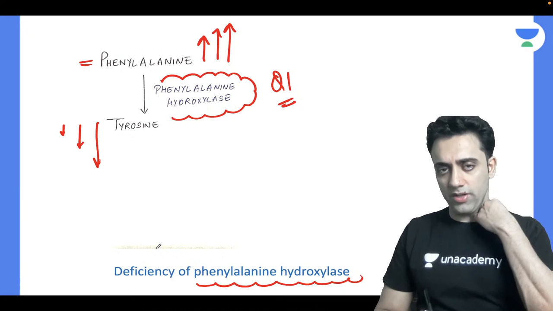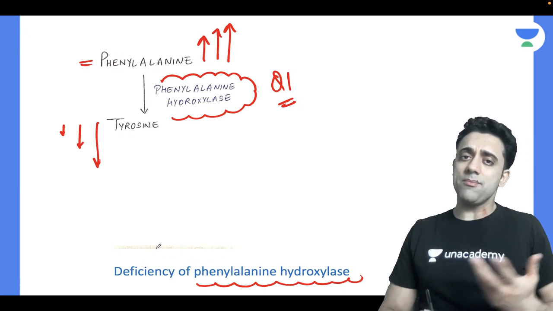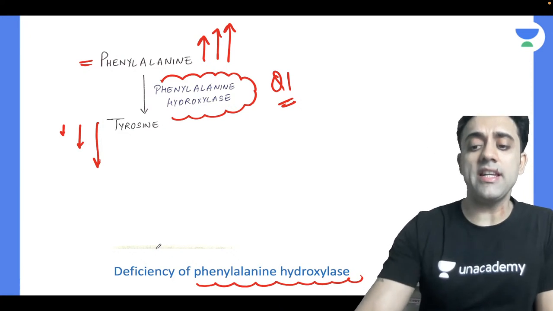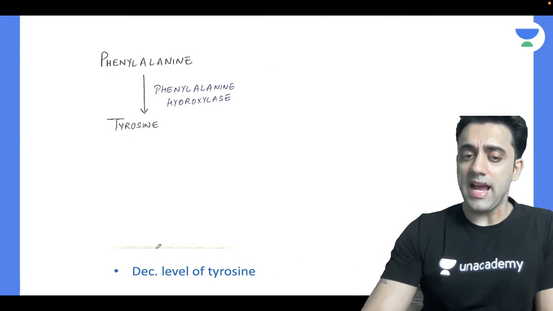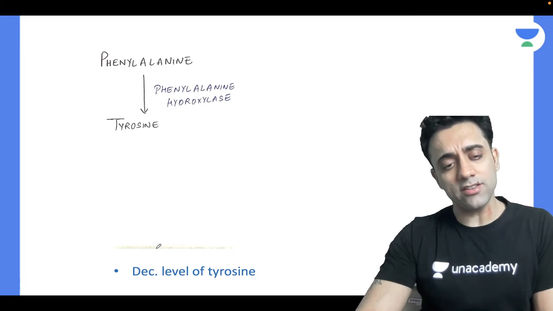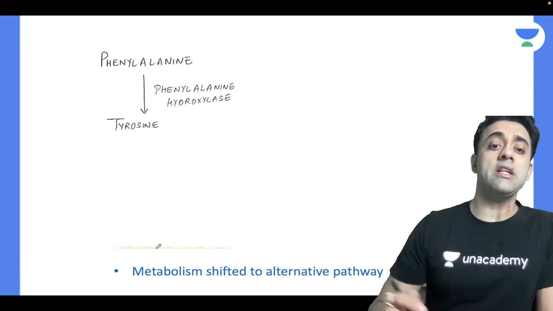In a case of phenylketonuria, what will happen next, sir? If the phenylalanine level increases, what will happen? Increased levels of phenylalanine and decreased levels of tyrosine. So now what will happen?